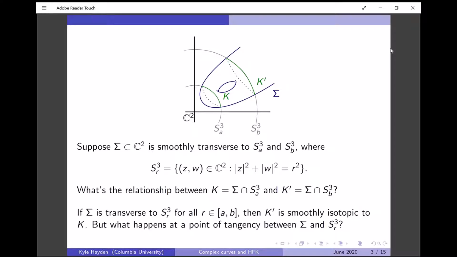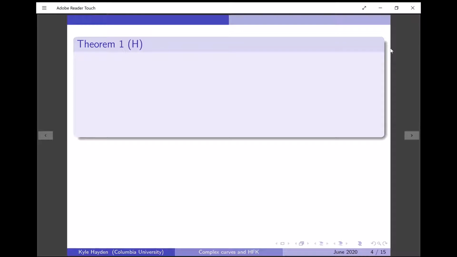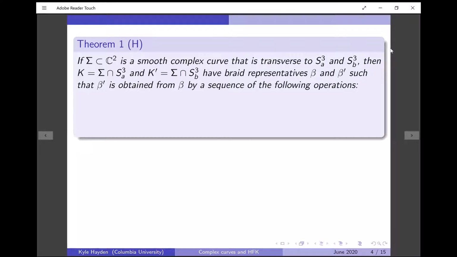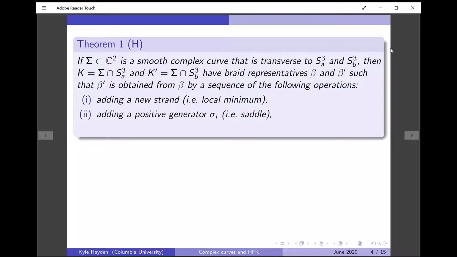The main theorem that we're studying today explains this, and we're going to frame the answer in terms of braids. If sigma is a smooth complex curve that's transverse to the three-spheres at radius A and B, and K is the intersection of sigma with the sphere at radius A, and K prime is the intersection with the sphere at radius B, then K and K prime have braid representatives beta and beta prime, and beta prime is obtained from beta by three operations. You can add a new strand, which corresponds to a local minimum. You can add a positive generator, which corresponds to a saddle. And you can perform braid isotopy and positive braid stabilization and destabilization.